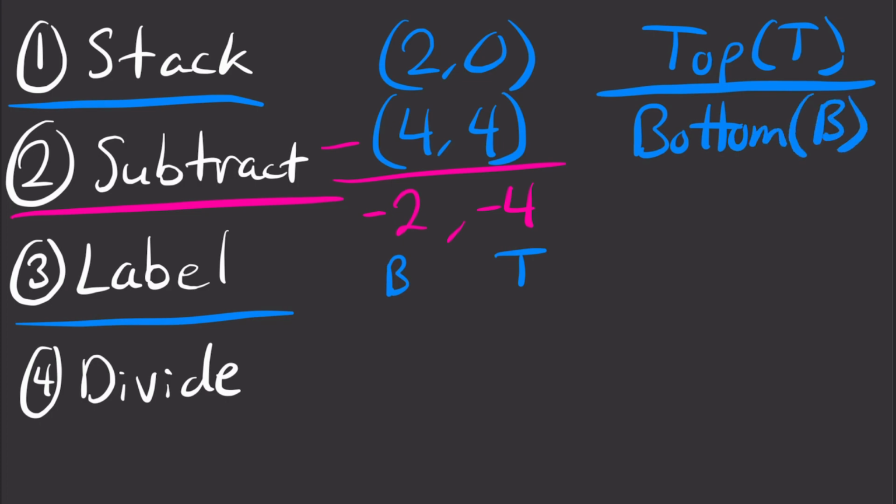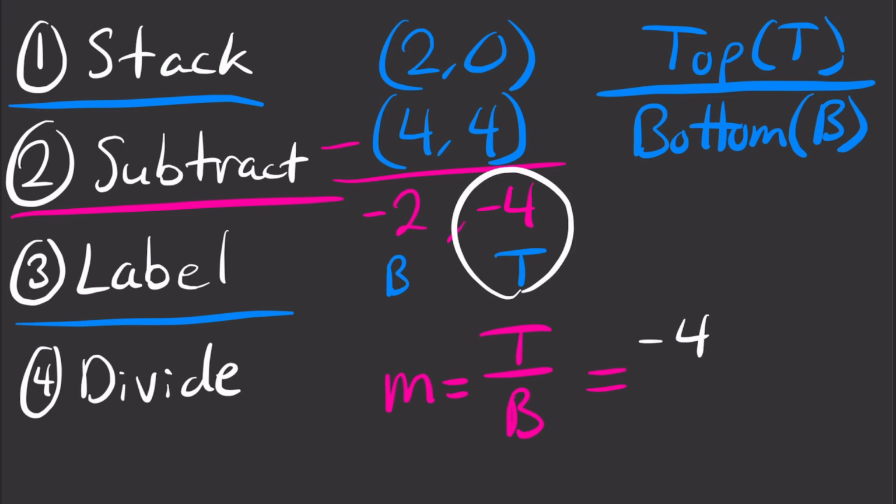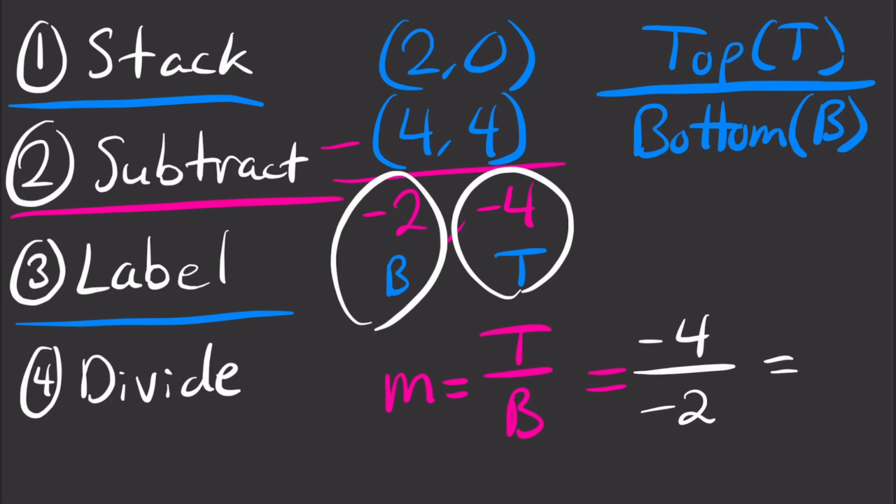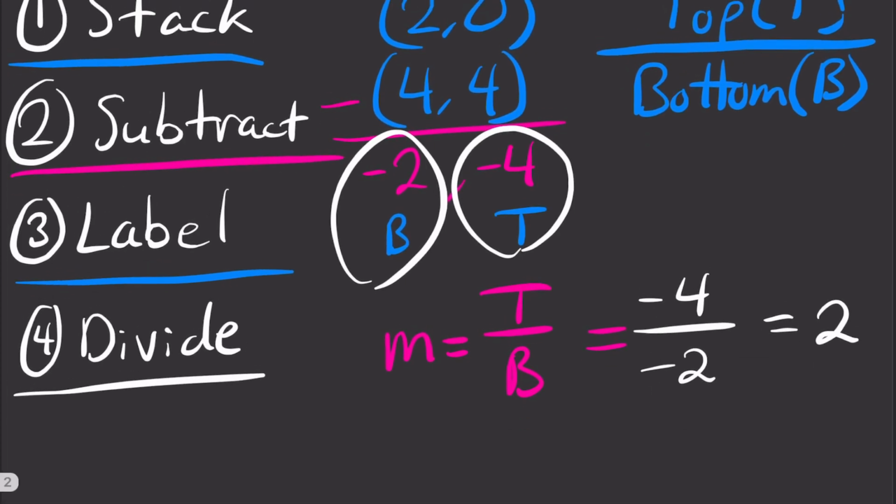So basically, our slope is T over B. So that's going to be negative 4 divided by negative 2, which, as we saw, is just 2. So our final answer is, once again, m equals 2.